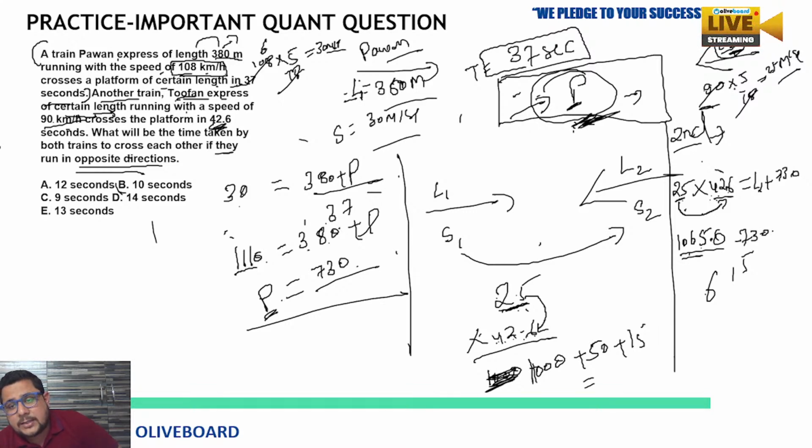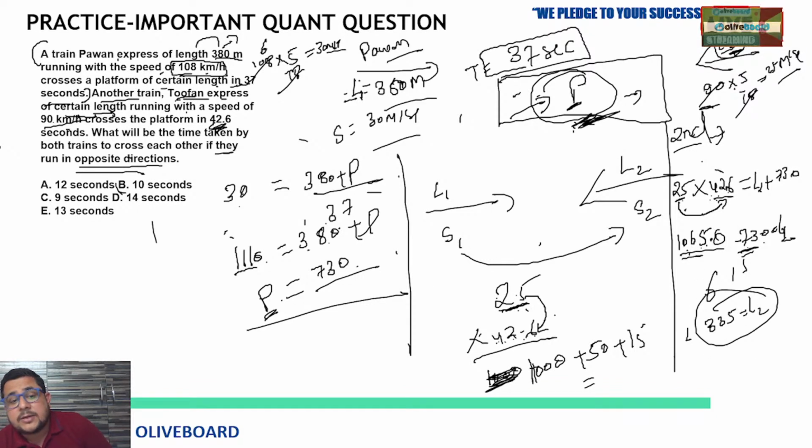Minus 730 is equal to L1. Then you will get the length of the second train, L2. 1065 minus 730 is going to be equal to 335. So the length of the second train is 335.